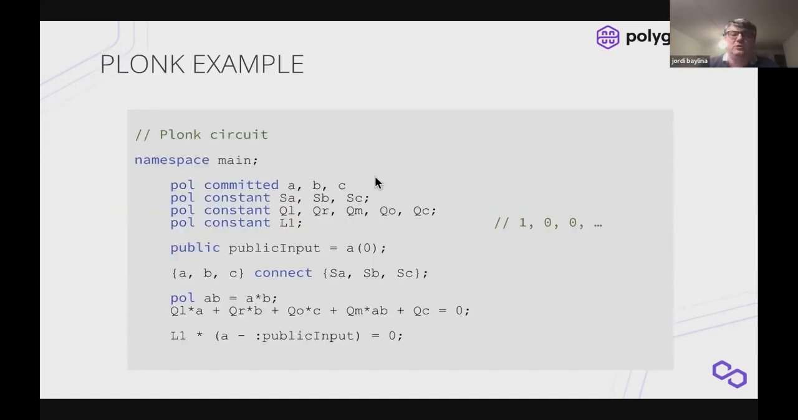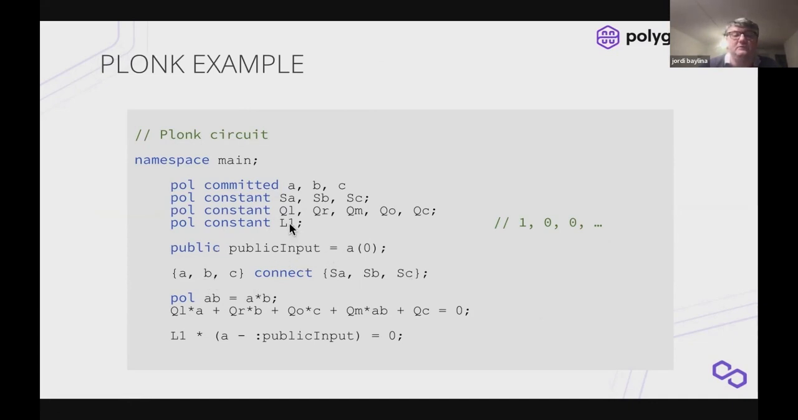For the people that know Plonk, actually you can write Plonk easily in PIL. In this case, you define the committed polynomials A, B, C of Plonk. You have the SA, SB, SC. This is the connection, the copy constraints polynomial. Then you have the Plonk gate: Q left, Q right, Q multiplication, Q output, and Q constant. And then I'm defining here the relationship that these polynomials must fulfill. And then here you have the connect: A, B, and C connect to that.